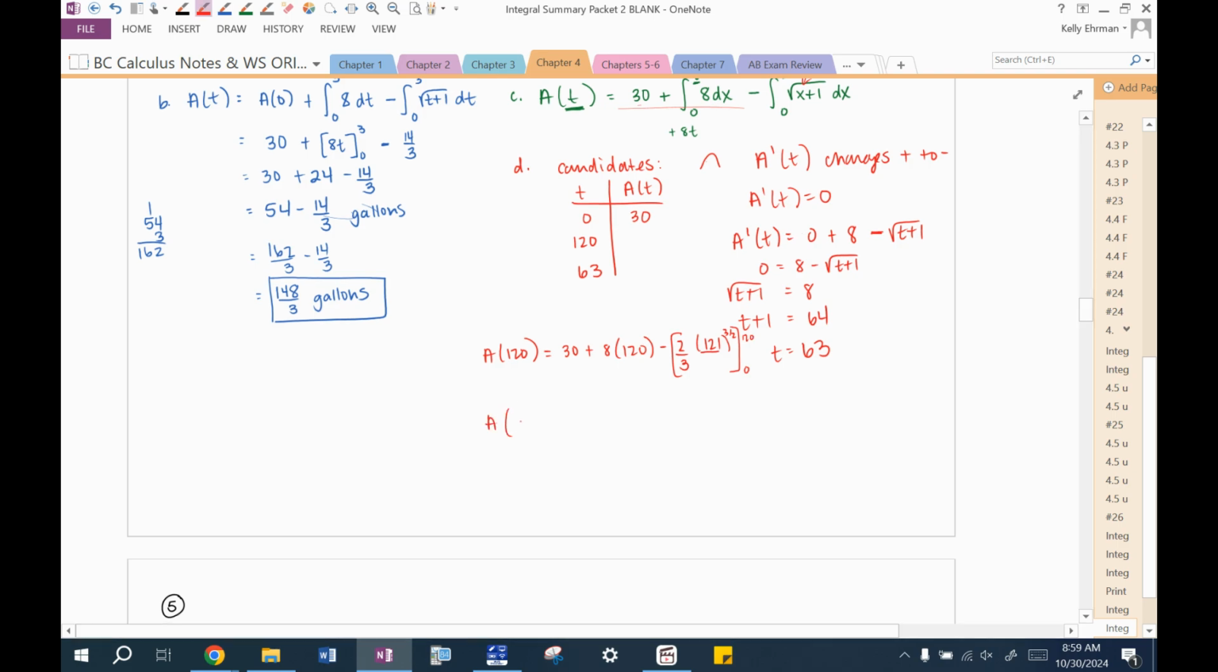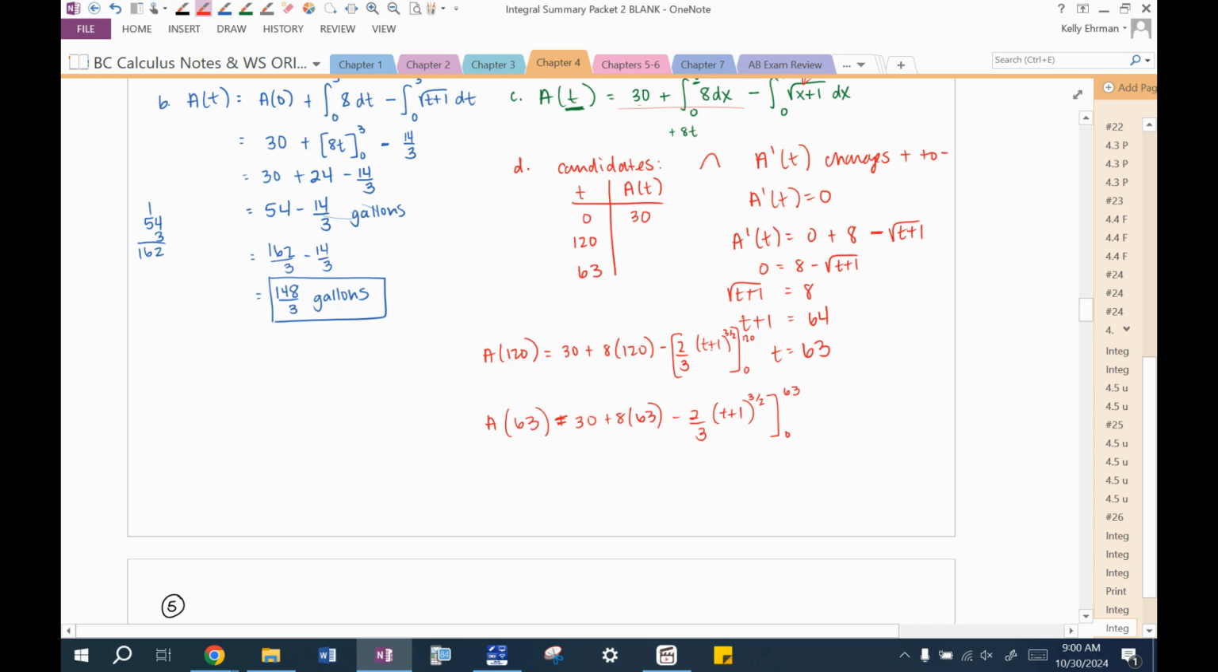Let's look at this. A of 63 would equal 30 plus 8 times 63. And then we're going to have, I'm just thinking through the math on this so I don't have to really crunch numbers. It would be 64 T plus 1 to the 3 halves, going from 0 to 63. Oh, I plugged in numbers too fast, didn't I? Gosh. T plus 1.